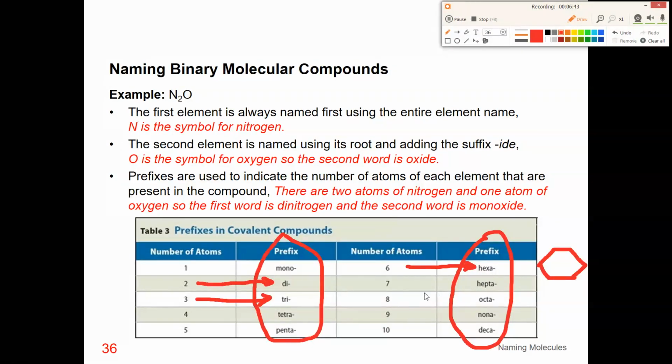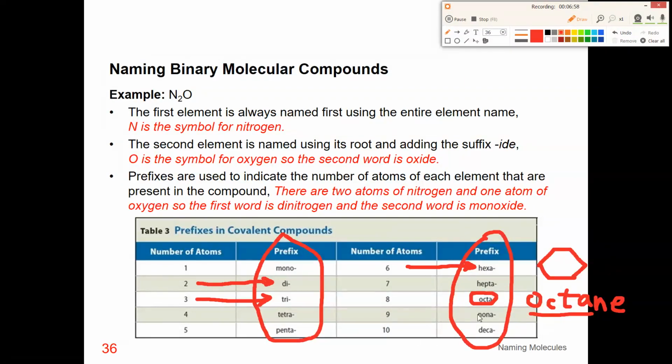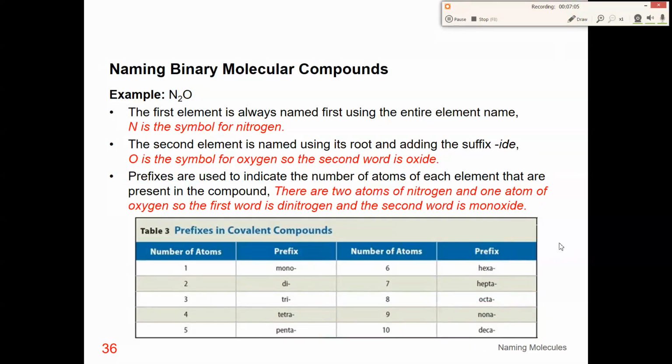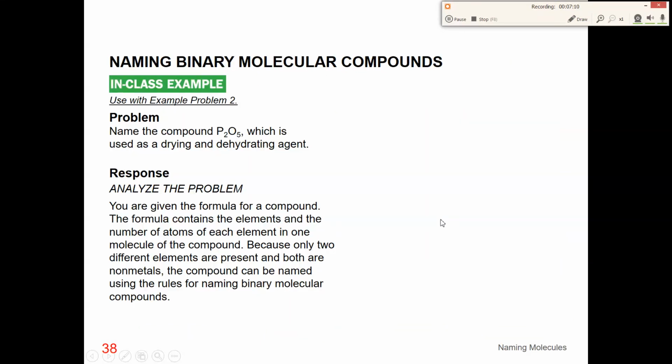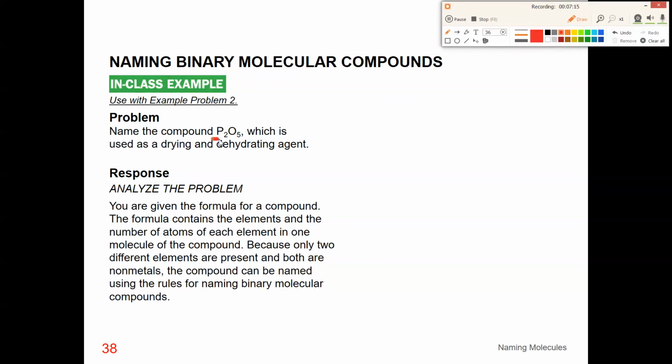The prefixes for 7, 8 are hepta, octa, like octane. If you buy gas, the majority component of gasoline is octane. So octa means 8, and then 9 and 10. So you guys need to memorize those prefix names. Right, here's a sample problem. We need to name this compound, P2O5. So how to name that?